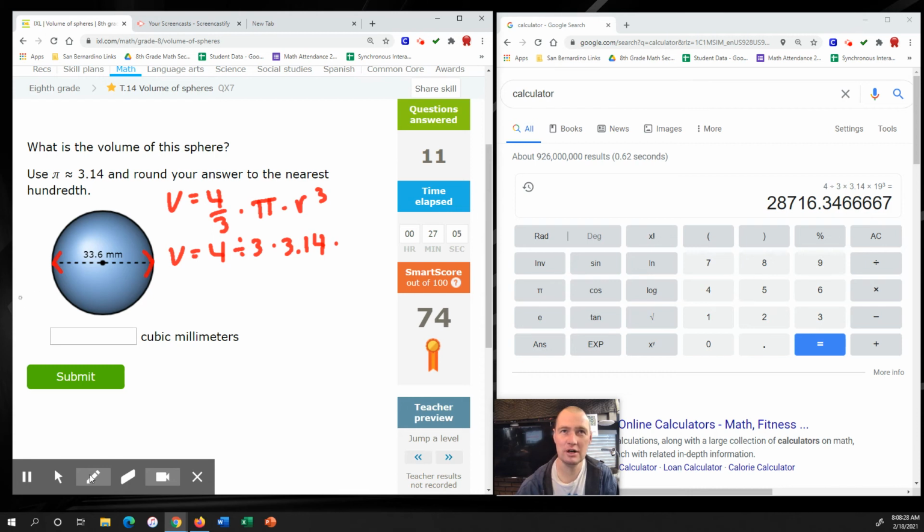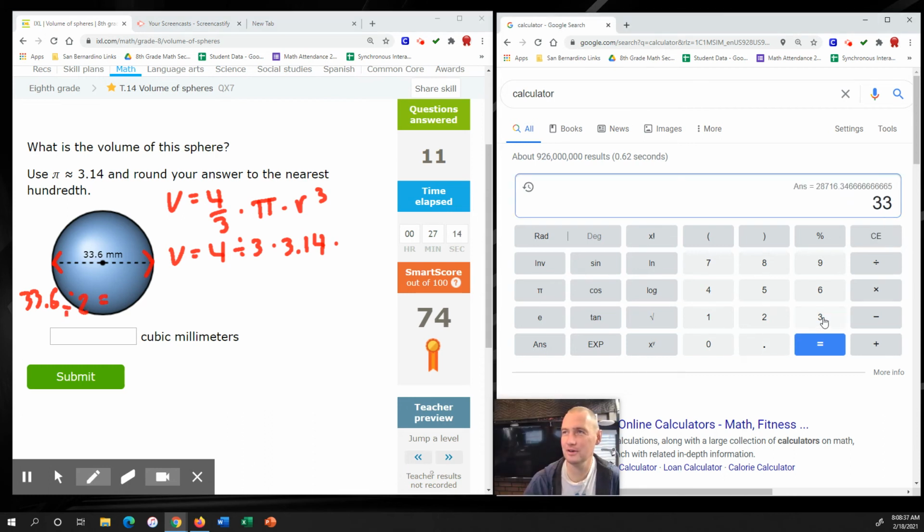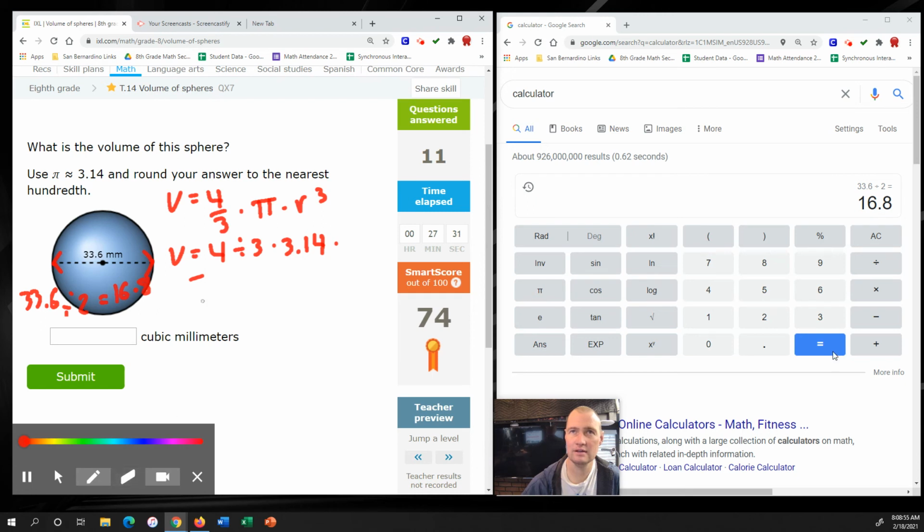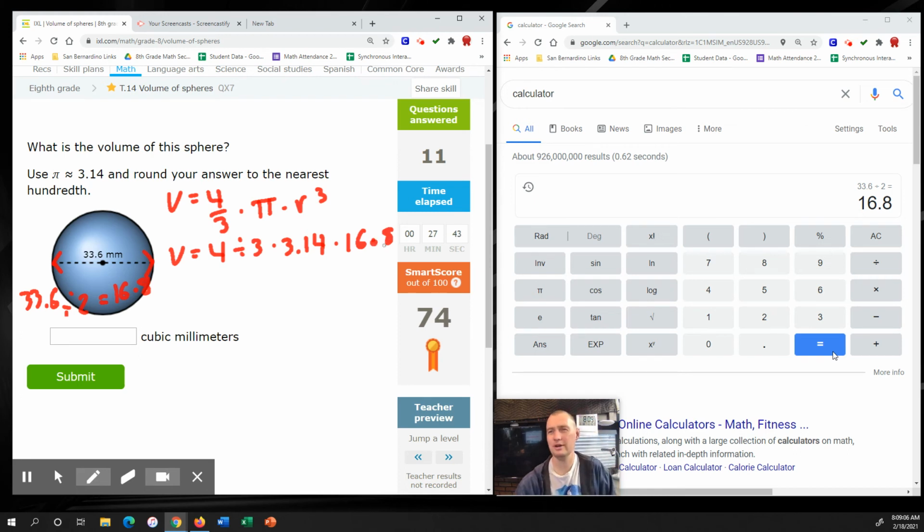So what I want to do is 33.6 divide 2 to give me my radius. And you know what? Just use a calculator. Don't complicate it. 33.6 divide 2, and it's 16.8. So our radius is going to be 16.8. Now you may be like, well, why do we have a decimal for radius? It doesn't matter. It is what it is, right? So to the third power.